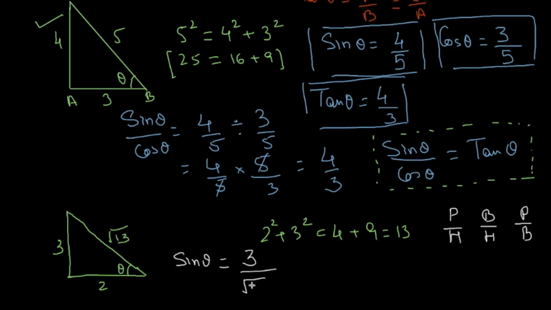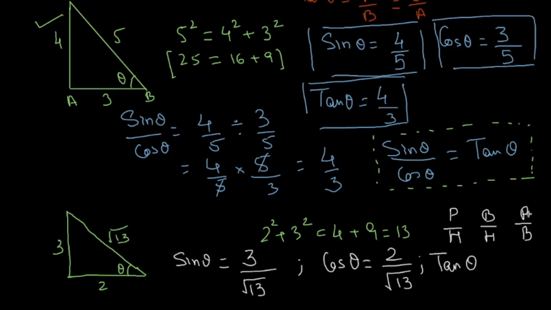I'm still learning to write on this tablet. What is going to be cos of theta? Which will be base. What is base? Base is 2. And hypotenuse. What is hypotenuse? Root of 13. Correct. Very good.